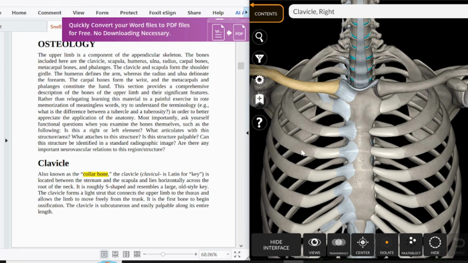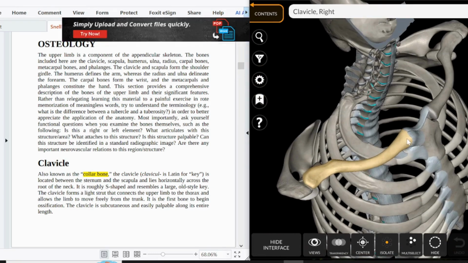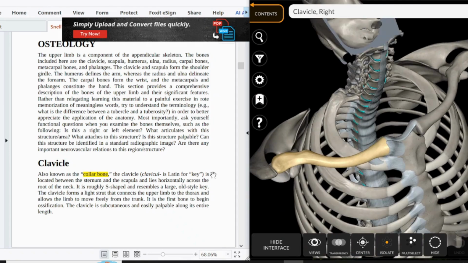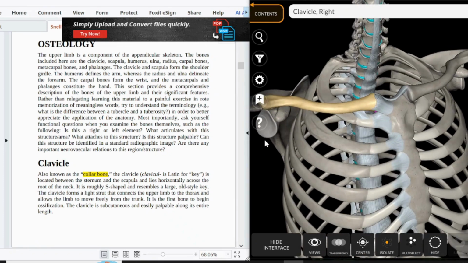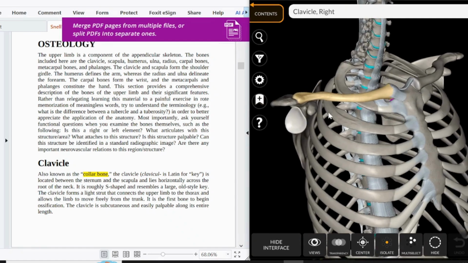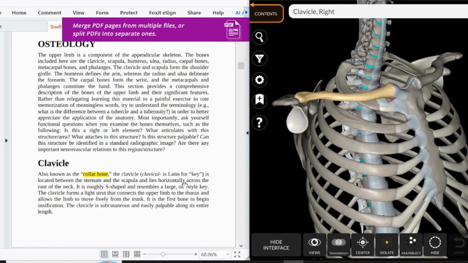It is roughly S shaped. If you see from above, it makes an S and resembles a large old style key. The clavicle forms a light strut that connects the upper limb to the thorax and allows the limb to move freely from the trunk. So the clavicle forms a rod that connects your upper limb to your trunk.